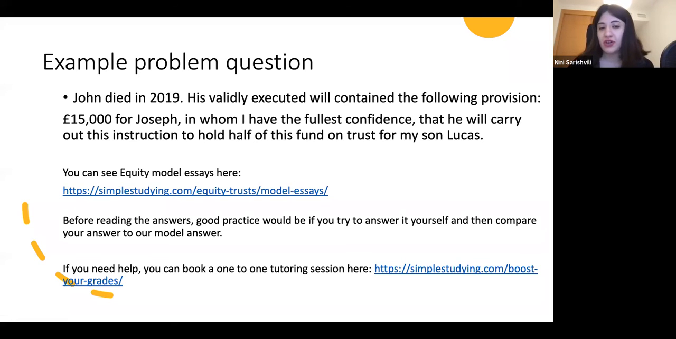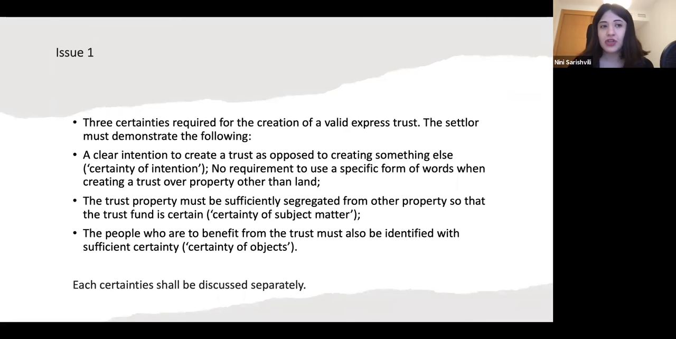Before reading the answers, good practice would be to try to answer it yourself and then compare your answer to the model answer. Practicing answering problem and essay questions is the best way to prepare for your exam. Well, let's answer this question now.